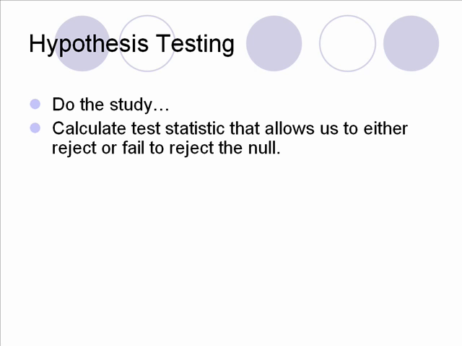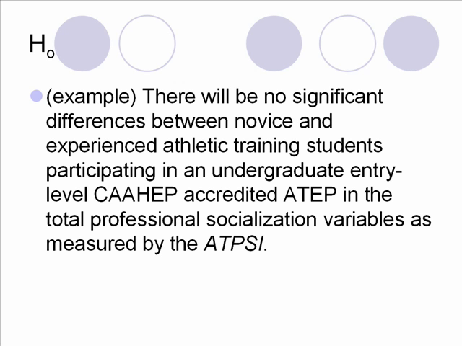What we do is we either reject the null hypothesis or not. If we reject the null hypothesis, because our null hypothesis for our example, again, is that there will be no significant difference, if we reject that, that means that there was a significant difference. That means that the novice athletic training students and the experienced athletic training students were different. There was a difference between those two groups.